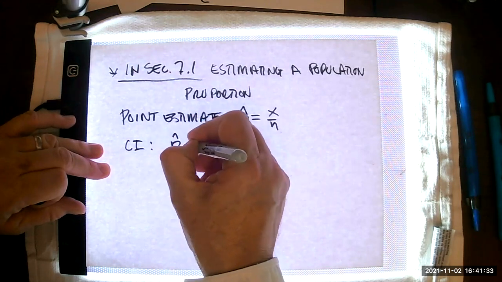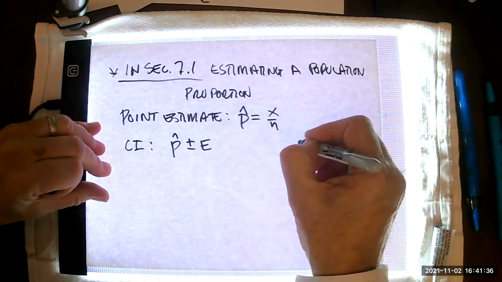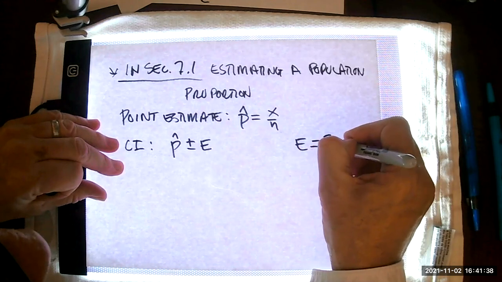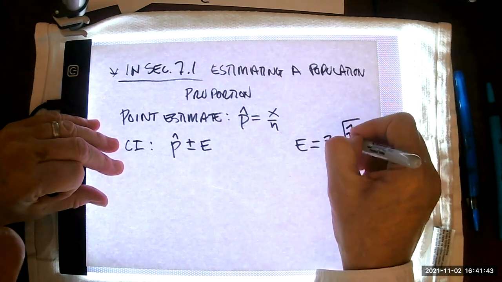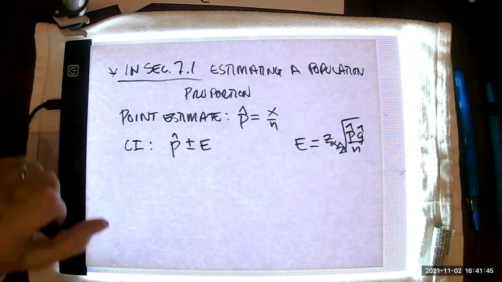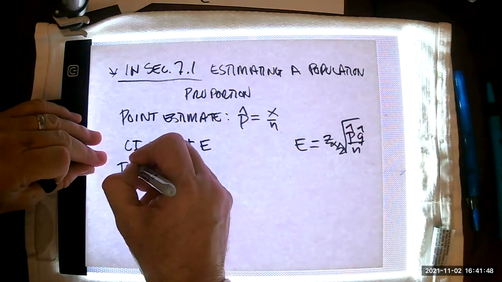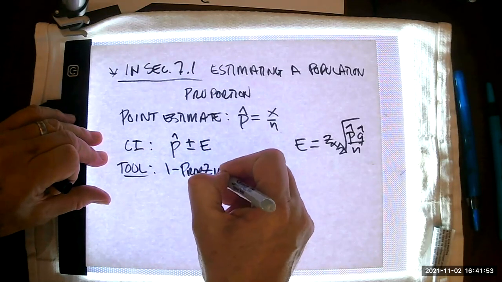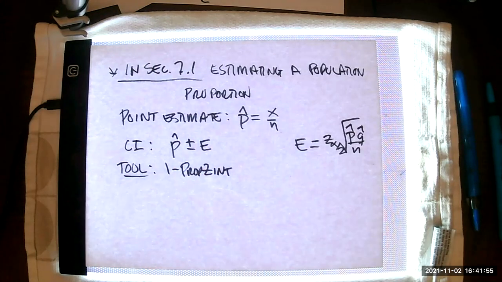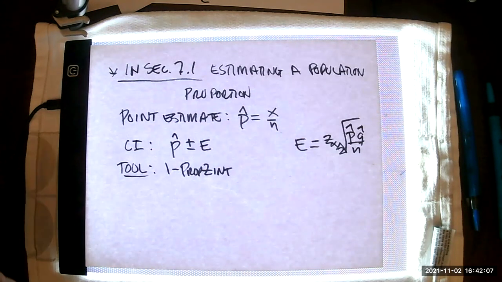That's the P hat plus or minus the margin of error. That margin of error formula is Z alpha over 2 times the square root of P hat, Q hat over n, all within the radical. And the tool that we use to take care of that is the one prop Z interval tool. We don't use the formula directly. We use the one prop Z interval, and you saw me demonstrate that quite a bit last night. There's videos up on the Canvas course shell that show this.